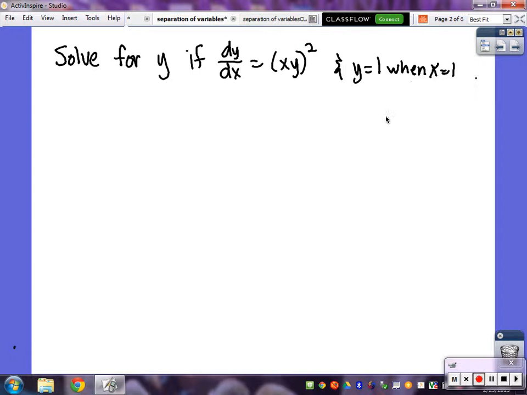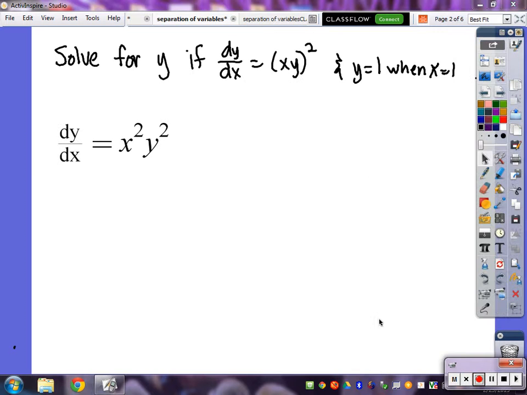The thing to keep in mind is (x times y) all squared is the same thing as x squared times y squared. So the first thing I'm going to do is rewrite it in that form. Don't get this confused with when I have (x plus y) all squared, which we would have to use the FOIL method. Because this is a product, I can distribute this exponent to both of those factors.